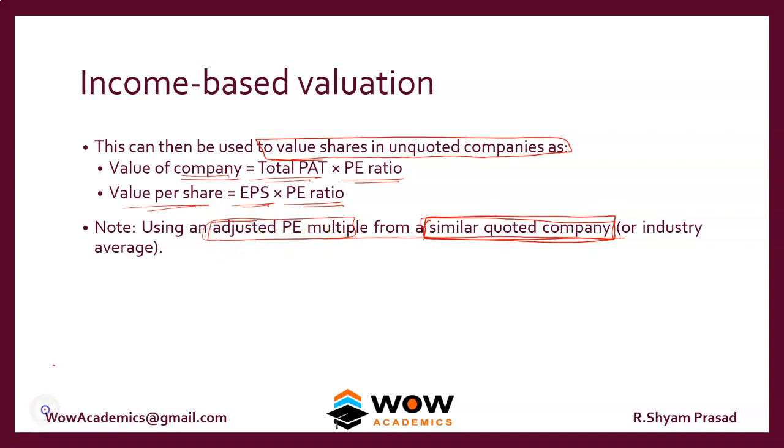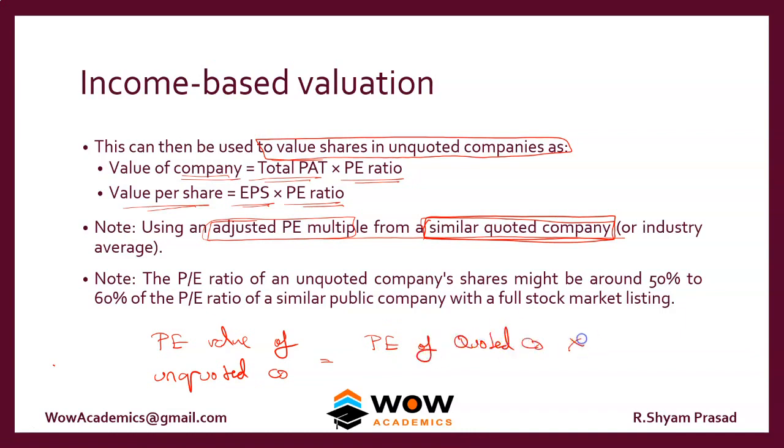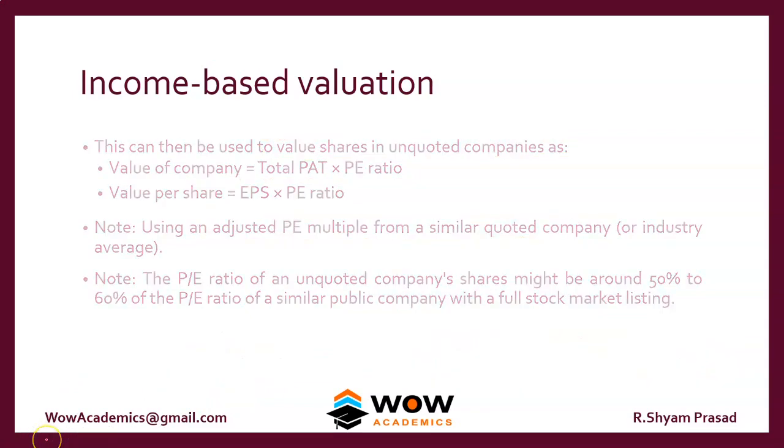So we'll look at a problem. Again, it works like this, with the common note which we already saw. Okay, so to get the PE value of an unquoted company, you have to take the PE of a quoted company and multiply that number by 50% or 60%. This is your choice, you can take any number, but this has to be done. So you can use another company's PE to value an unquoted company. We'll see an example for this also.